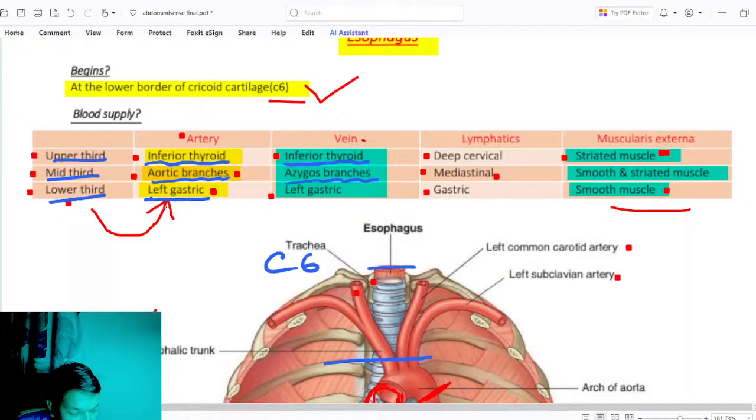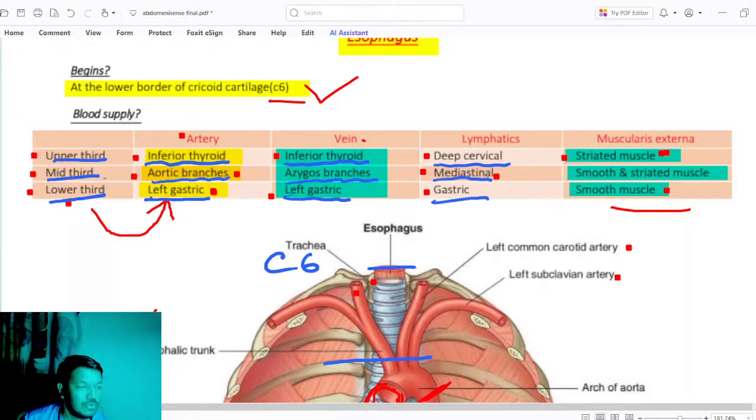So the lower one third is from the left gastric, the upper one third from the inferior thyroid, and the middle one third from the branches of the aorta. Now venous drainage: upper third drains into the inferior thyroid vein, middle third to the azygos vein, and lower third to the left gastric vein. Lymphatics: upper third to deep cervical lymph nodes, middle third to mediastinal, and lower third to gastric.